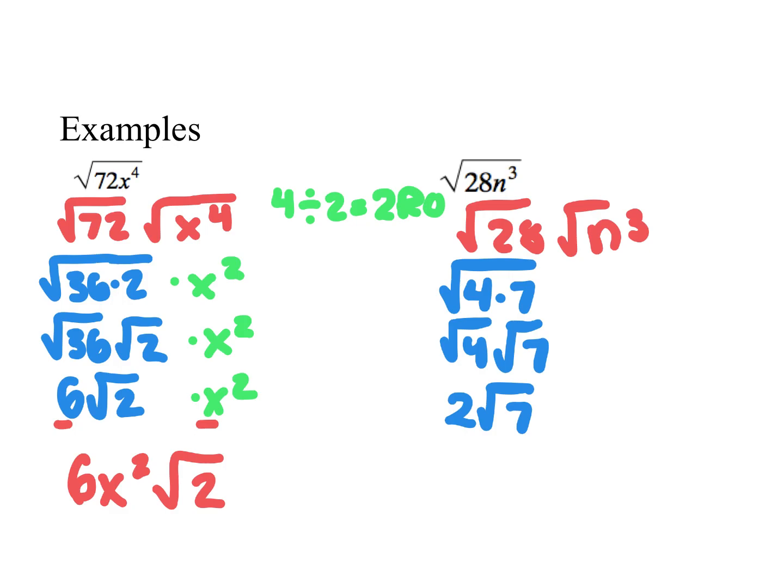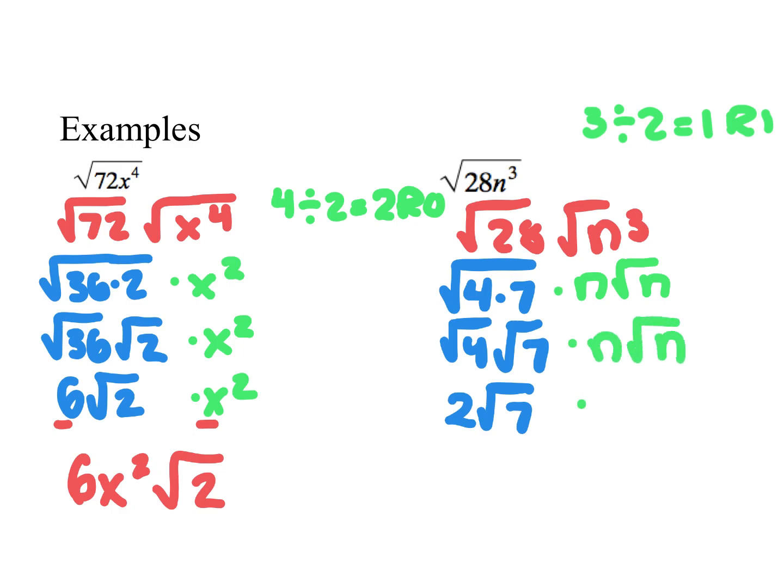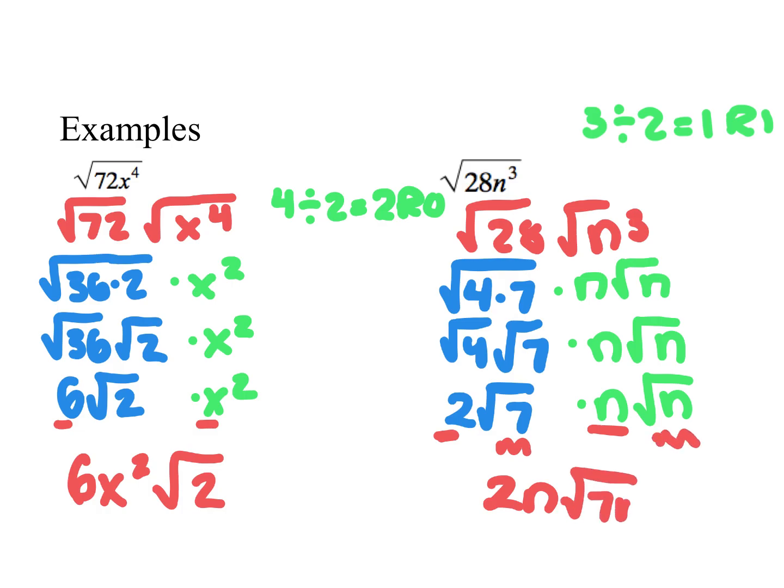And then for the variable part, if I do 3 divided by 2, 2 goes in evenly once with a remainder of 1. So this becomes n radical n. And then the numbers that are outside go together, so I'm going to get 2n, and then the parts inside go together, so it's radical 7n. And those will be your final answers.